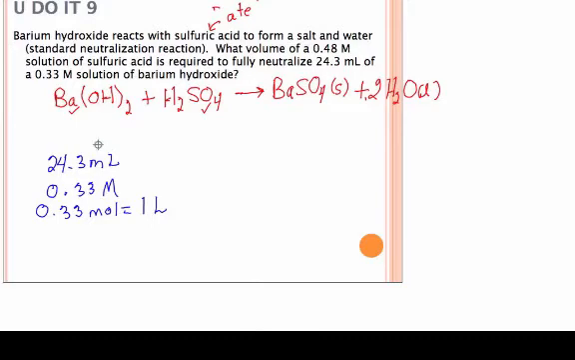We want to first get up to the mole road. So we're going to go up to the mole road. This time we're going to use the molarity to go to the mole road. Now the question was, in this case, what volume of our acid would be required to fully neutralize it if we had 0.48 molar, or again, we may want to use this 0.48 moles equal to 1 liter.